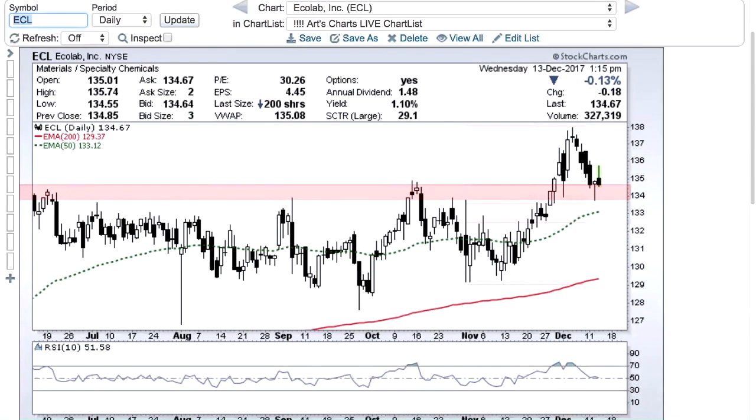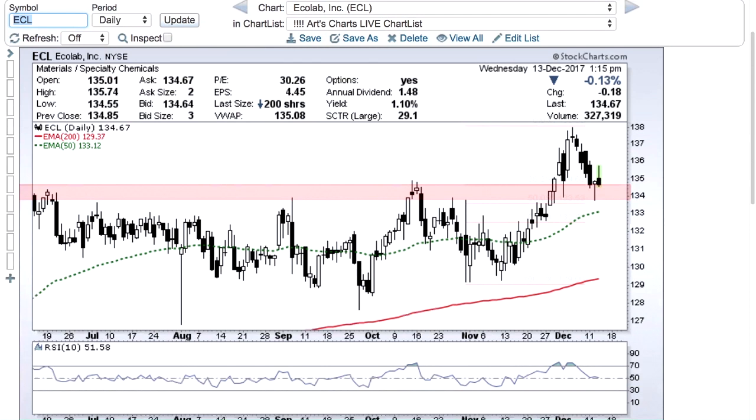So we have a nice hammer here at 134, 135. We didn't get follow through because we fell back today. But I think we're at support and this is a good spot for a bounce. And as far as a trade, if you move below the low of the candlestick, you can be out.